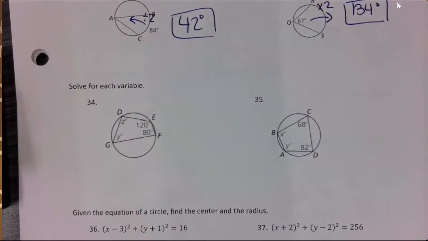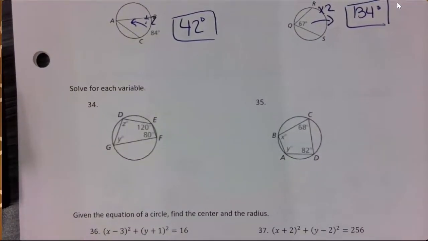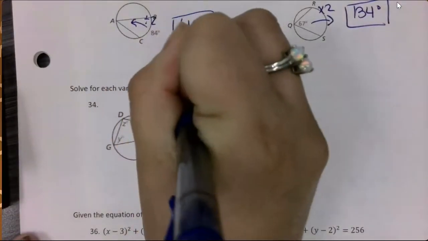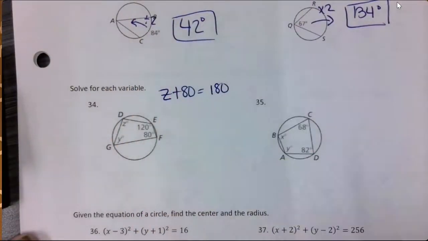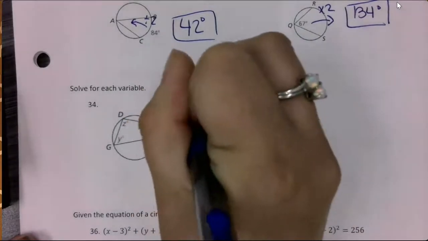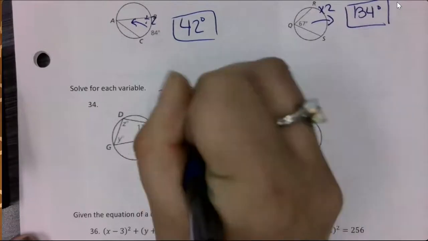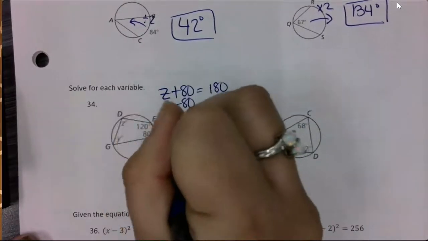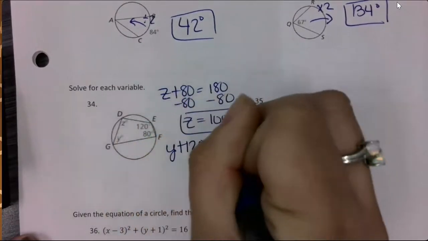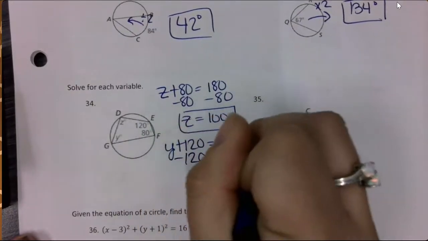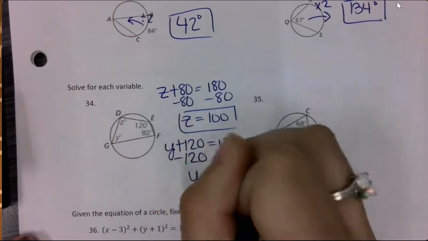On these ones, since they're inside a circle, opposite angles add to 180. So I'm going to have z plus 80 equals 180. Then I can subtract 80 on both sides. I get z equals 100. Then I'm going to have y plus 120 equals 180. Subtract 120 on both sides. I get y equals 60.